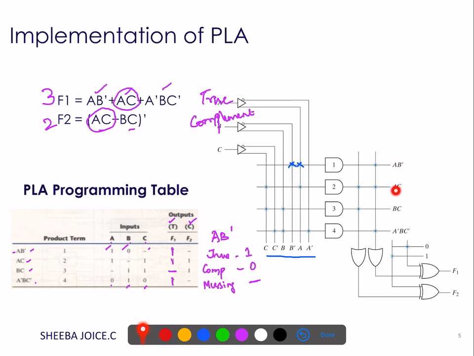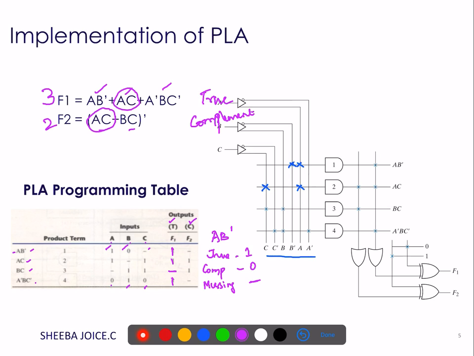Now when we want AC, AC is the second product term. So to have your AC as the second product term, we have to take the input from A. So this is your A, and next the input is from C. So this is your C. So we get the output as AC.